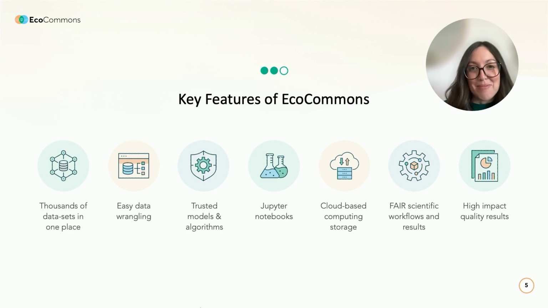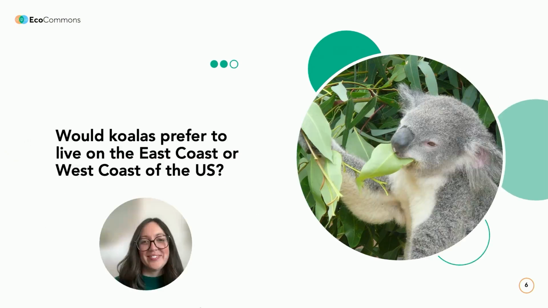I've seen many a laptop start to crash just by running one species distribution model, and in EcoCommons, we can run millions. So finally, everything follows FAIR data principles. Our data and workflows are findable, accessible, interoperable, and reusable. And this ensures that results are high quality, transparent, and shareable.